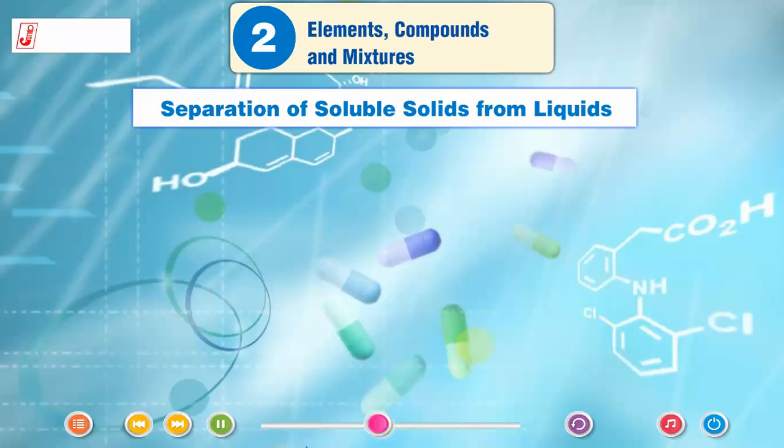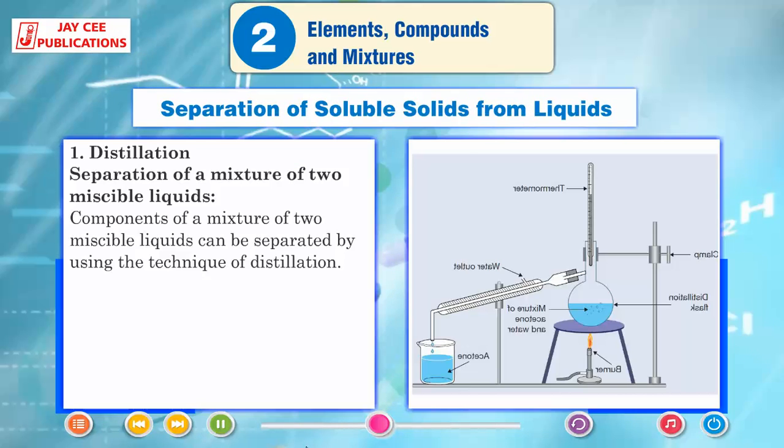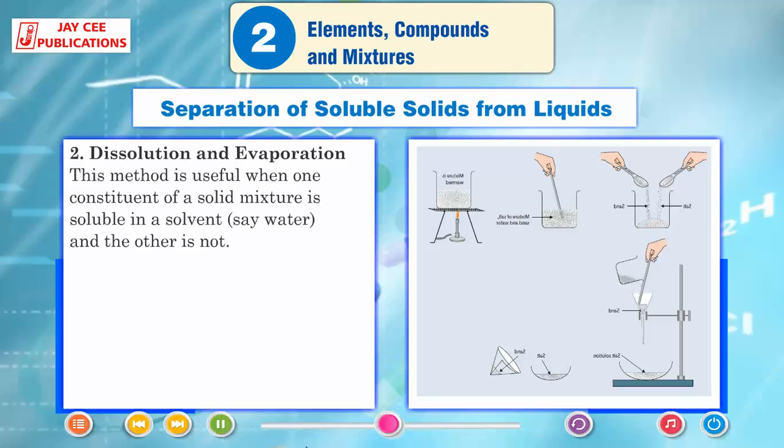Separation of soluble solids from liquids. Distillation. Separation of a mixture of two miscible liquids. Components of a mixture of two miscible liquids can be separated by using the technique of distillation. Dissolution and evaporation. This method is useful when one constituent of a solid mixture is soluble in a solvent, say water, and the other is not.